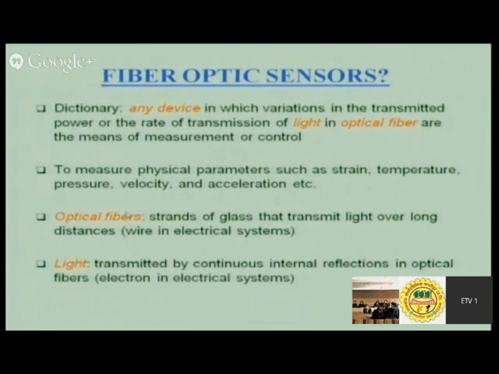Optical fiber is used as a medium. So a strand of glass, with light traveling in the optical fiber. We know the reference light, we can see what is the output light, and we can compare the two. So what changes have taken place in between, that is the source for the sensing.